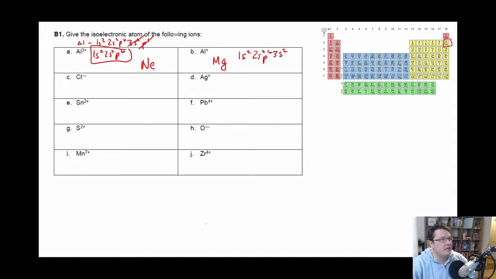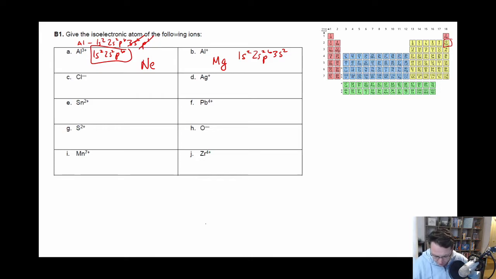The easiest way to approach it is just writing out the electronic configuration of the ion, and then you can work from there to look at the table and figure out which one it should be, because your electronic configuration should be the ground state.